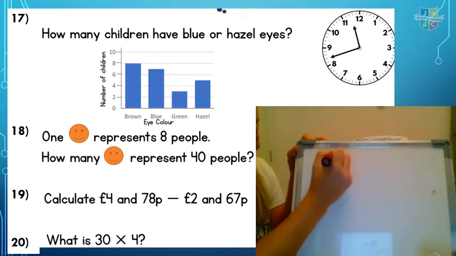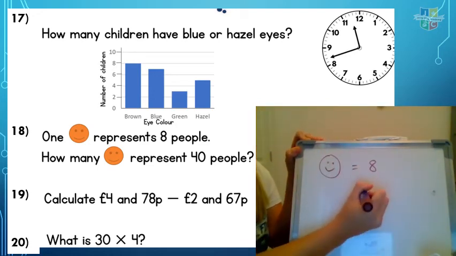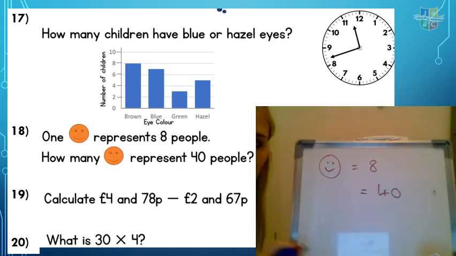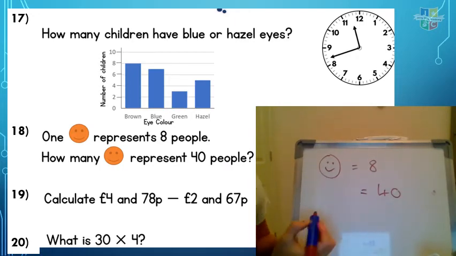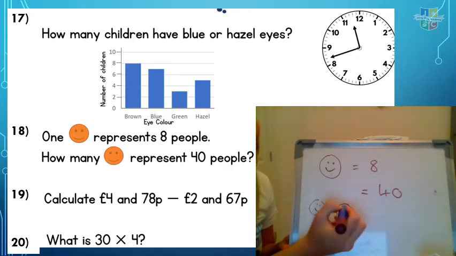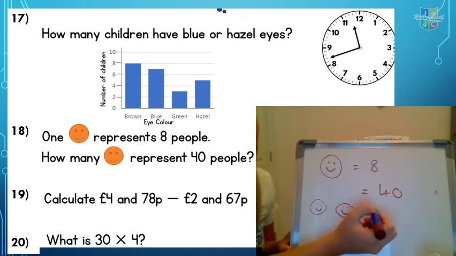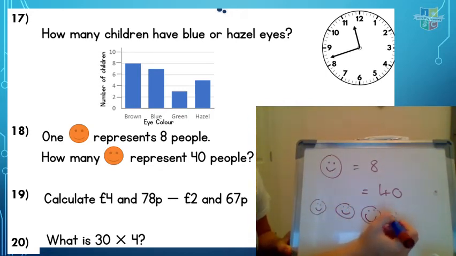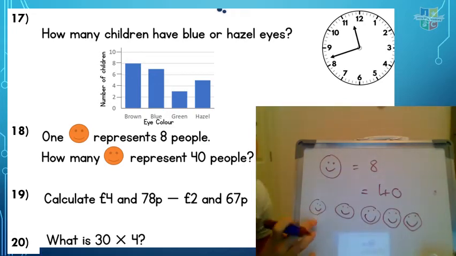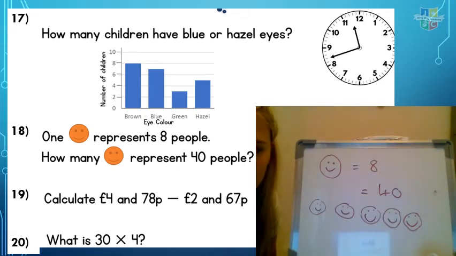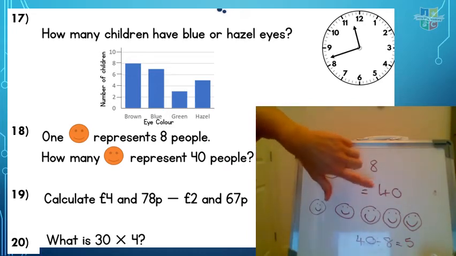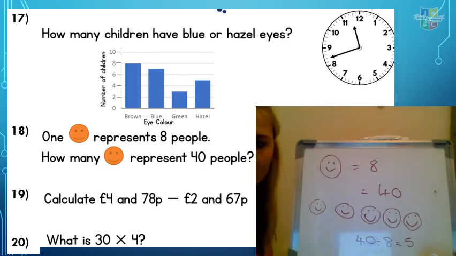Then it says 1 smiley face is worth 8, and I want to know how many smiley faces would be needed for 40 people. Now what we need to do for this one, we could have either drawn it, so we could have drawn, that's 8. So I count up in my 8s: 8, 16, 24, 32, 40. We would need 5 lots of smiley faces. You could have also done 40 divided by 8, which would have got 5, because we know 8 goes into 40 5 times, so we would need 5 smiley faces.